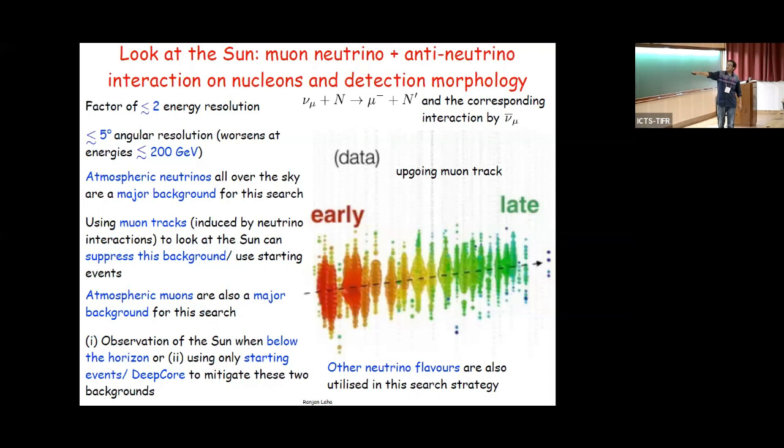This is a muon which has gone right through IceCube. So this is the whole cross section of IceCube. This is early time. This is late time. So you can see this is a track-like event. This is an upgoing muon track.